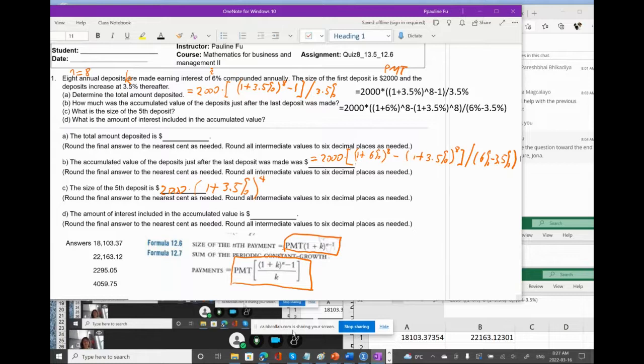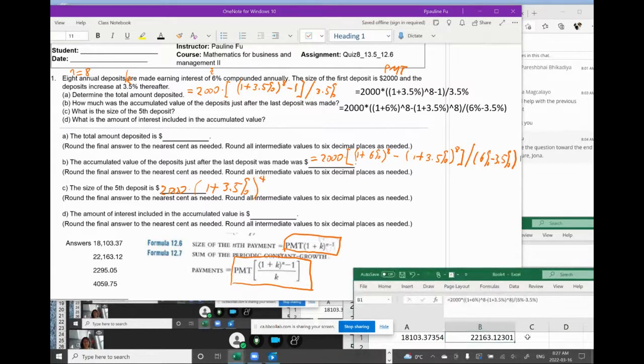Okay. So let's do question C here. Equal to 2,000 times bracket 1 plus 3.5% raised to power 4. Okay, 2,295 dollars and 5 cents, or $2,295.05. This is the answer for question C.